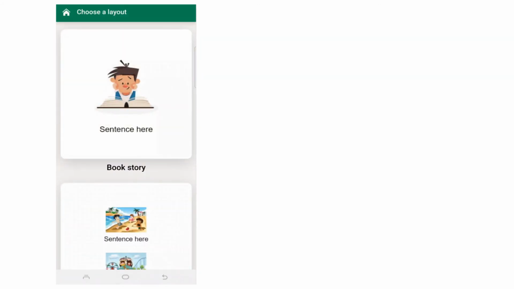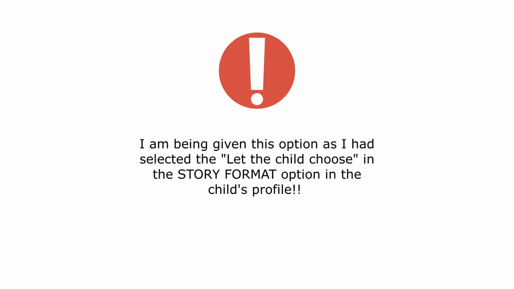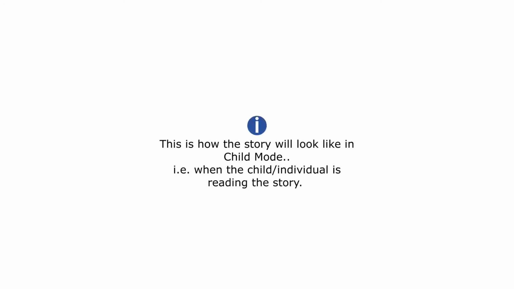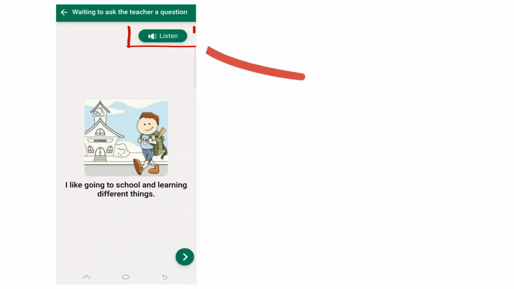After selecting the story, you will be prompted to choose a layout. Well, this is what is happening in this particular case, but I am being given this option here as I have selected the Let the Child Choose in the Story Format option in the child's profile. This is how the story will look like in child mode. That is when the child is reading the story. In this case, I have chosen the book story format.